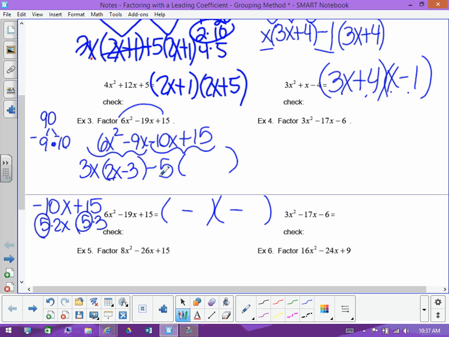So what do we have left? Should be the same thing we have right there. What is the other thing? So 5 times 2 will be our 10. 5 times 3 gives us our 15. Why is it a negative 3? What's negative times negative? Positive. So we have 2x minus 3 as one of our answers. 3x minus 5 is our other one.